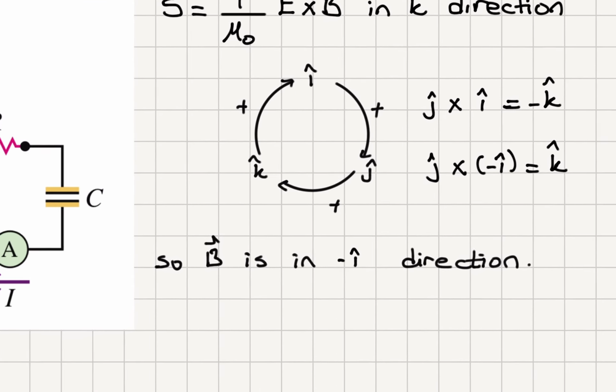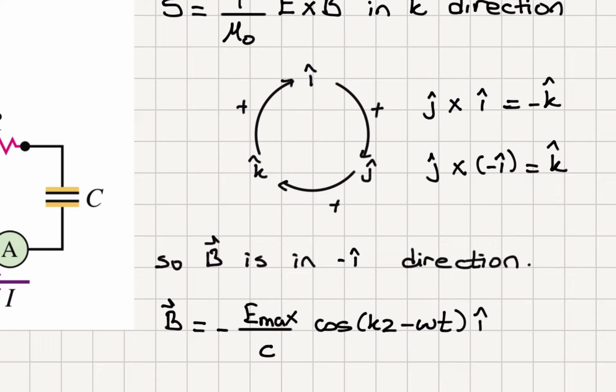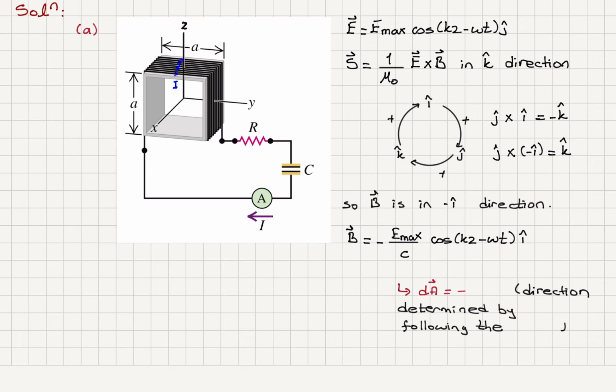And what is the magnitude of the magnetic field? The magnetic field is related to the electric field as E divided by c. So it's going to be minus E max divided by the speed of light c, cosine(kz minus omega t) i hat. So this is in the minus i hat direction.